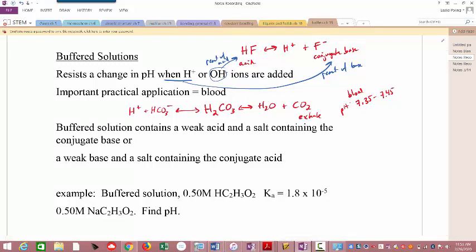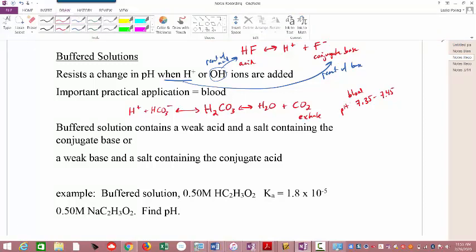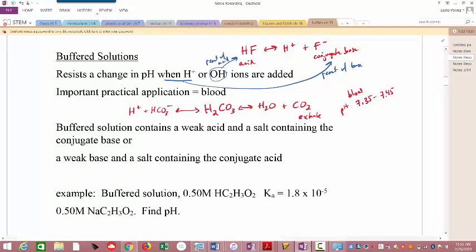So, to have a buffered solution, you need a weak acid, HF, one of my favorite examples, of course, and a salt containing its conjugate base. So, any weak acid and any salt with a conjugate base. And of course, we are usually going to have Na plus or K plus for the counter ion because of that always soluble characteristic of them.